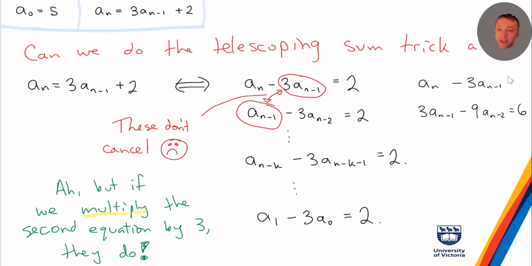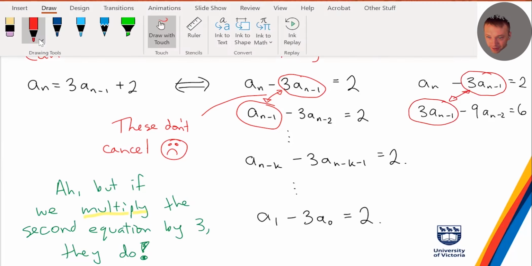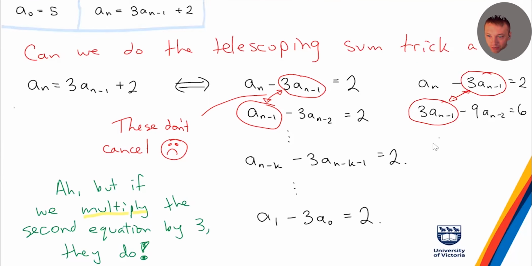These are going to cancel when I add it up. So what should I do to the third line? Any thoughts about that? My equation before was a_n - 3a_{n-1} = 2. What should I do to it to make this telescoping trick work?